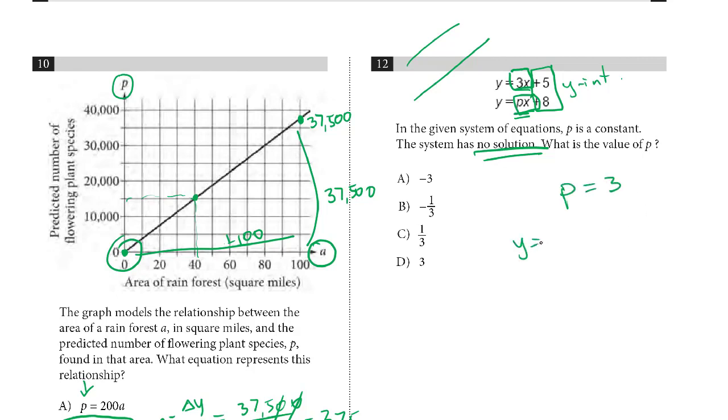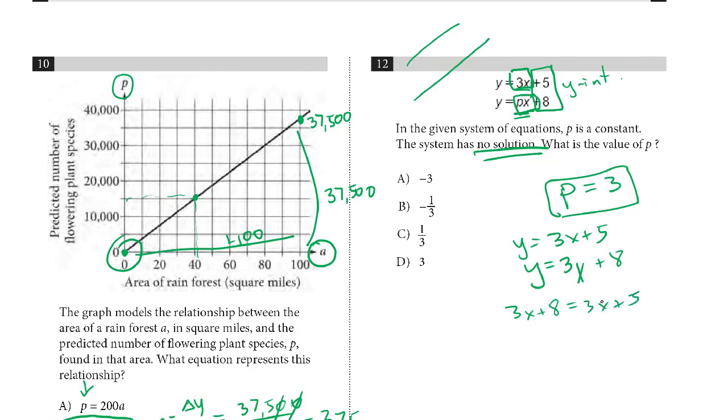If you need to see it written out, that means y equals 3x plus 5. And the other equation is y equals, substituting P equals 3 in, 3 for P, x plus 8. These equations will never, ever be the same. If I set them equal to each other, 3x plus 8 equals 3x plus 5. Subtract 3x from both sides. 8 equals 5 is never true. Okay? The correct answer for 12 is D. P would equal 3.